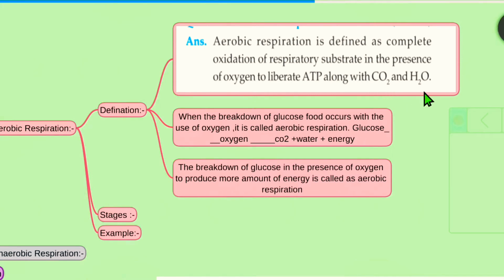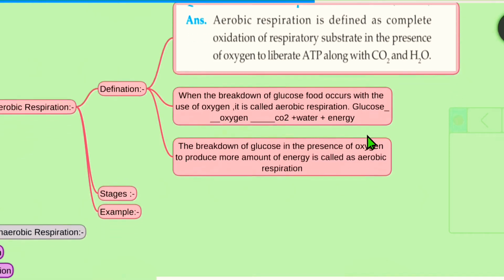Now see the second definition. When the breakdown of glucose food occurs with the use of oxygen, it is called aerobic respiration. This is glucose, this is oxygen, and it gives carbon dioxide plus water plus energy. The third one is, the breakdown of glucose in the presence of oxygen to produce a larger amount of energy is called aerobic respiration. These are the simple definitions.